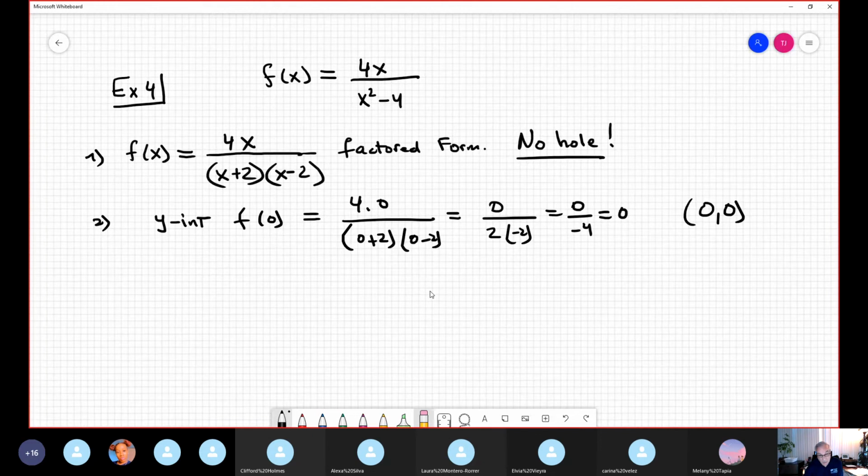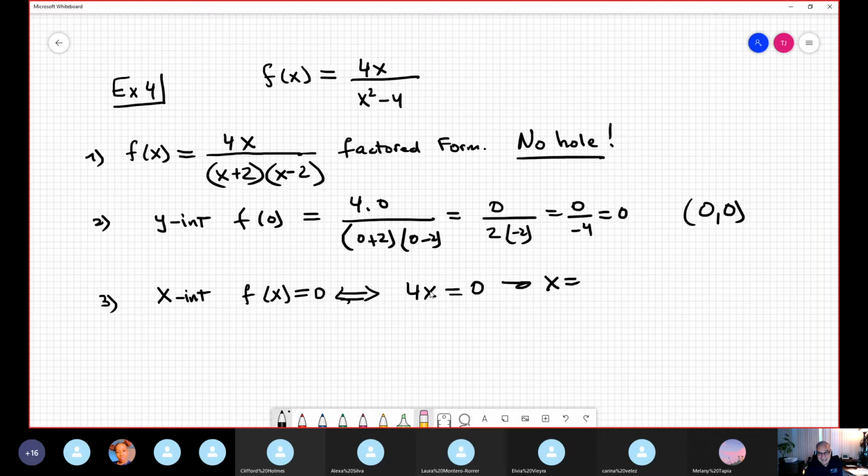Maybe the X-intercept has another value, depending on the example. The X-intercept is the next topic: it is the function evaluated at 0. It's equivalent to take the polynomial at the top, 4x, ignore completely the bottom part, and force it to be 0. And we get exactly the same answer. (0,0) is both the Y-intercept and the X-intercept.